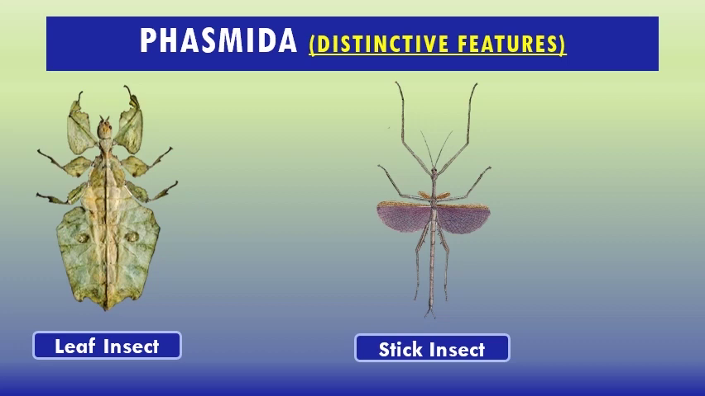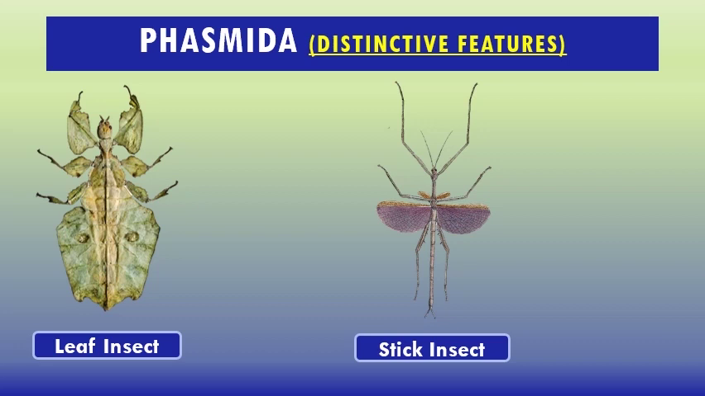Phasmatodea, once considered a suborder of Orthoptera, is now treated as an order of its own. As their name suggests, these cryptic insects have the shape and coloring of the leaves and twigs of the plants they inhabit.